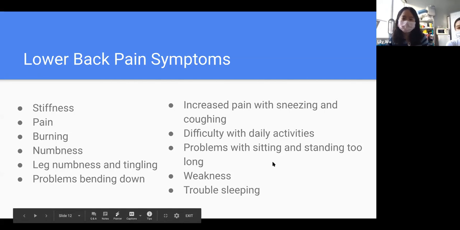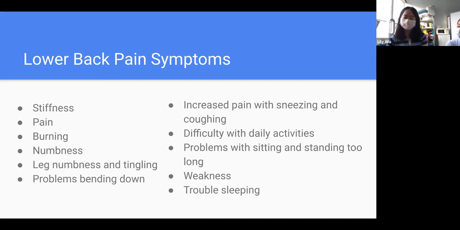And also with sneezing and coughing, when there's that increased abdominal pressure, it can cause more pain, causing more compression in the low back, especially when there's nerve pain associated with it.